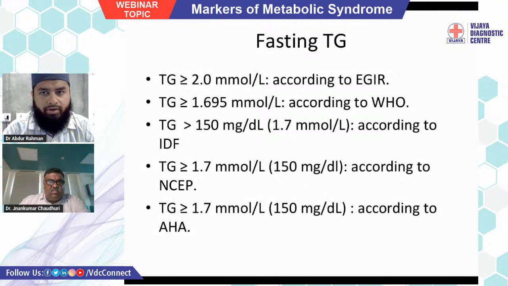Then we go for fasting triglycerides. 150 mg is quite common and given by IDF, NCEP, and AHA, and WHO also gives 1.7 millimole or 150 milligram per deciliter. These are the criteria for diagnosis of metabolic syndrome according to triglyceride levels. Triglyceride level should be less than 150.